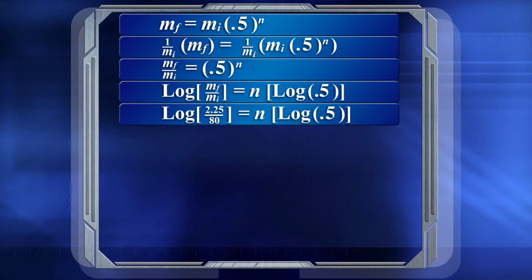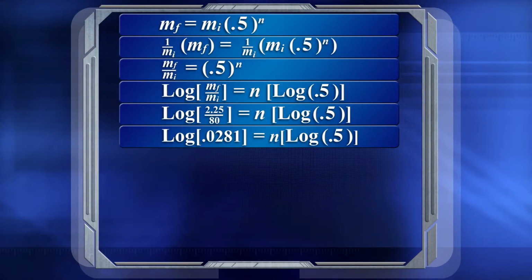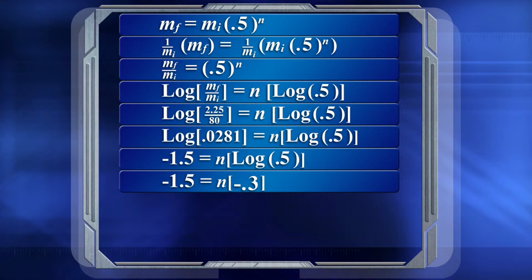And then in our previous example, we would substitute 2.25 in for our final mass and 80 grams in for our initial mass. And on the left-hand side, you'll see that 2.25 divided by 80 equals 0.0281. So you take the logarithm of that, and you'll get negative 1.5 is equal to n times the log of 0.5, which is negative 0.3.